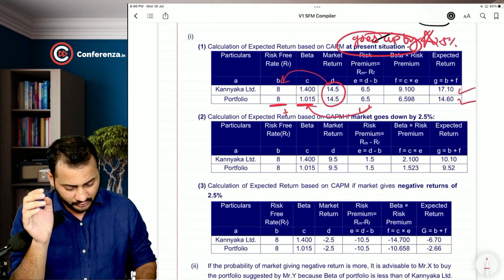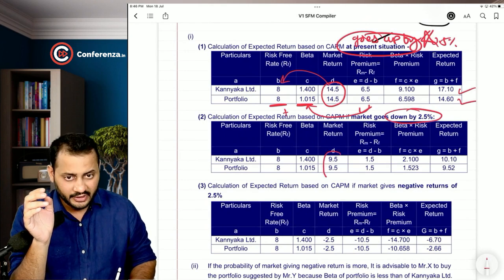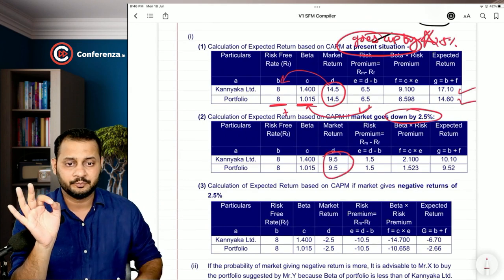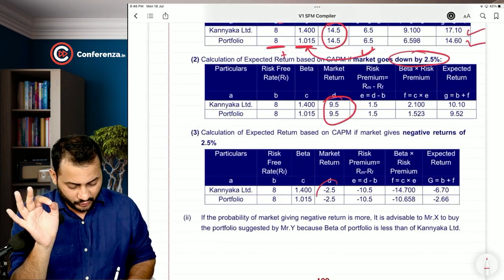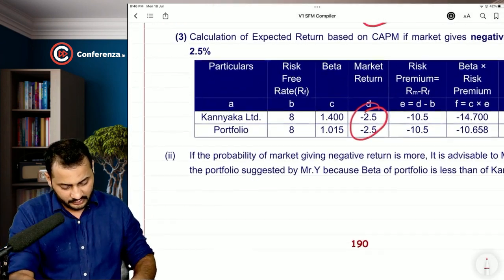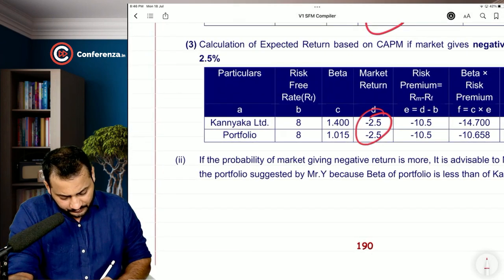And when it goes down by 2.5, you will keep the market return as 9.5. Rest of the calculations are the same. Then when it gives negative 2.5%, you will keep negative 2.5. Now let me tell you, let's start with the equation.